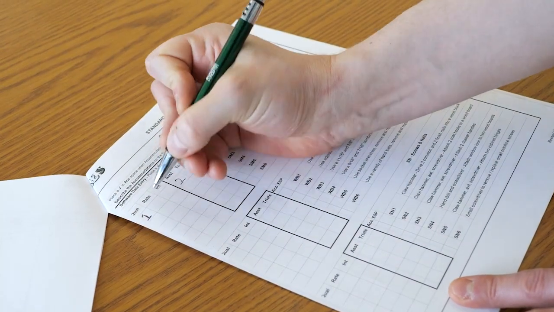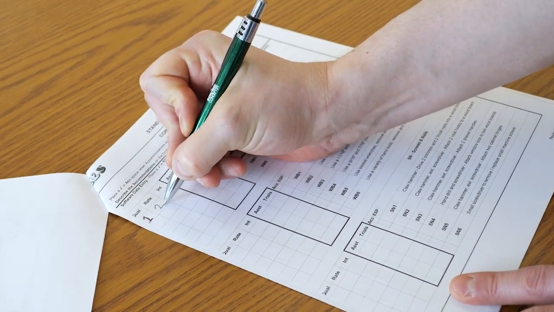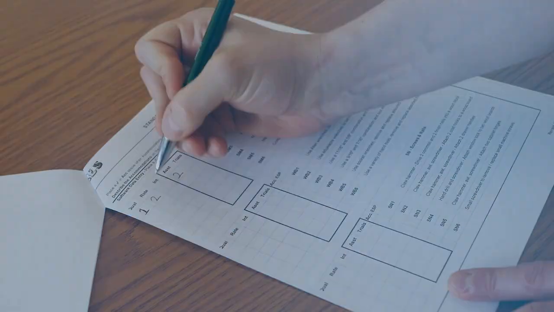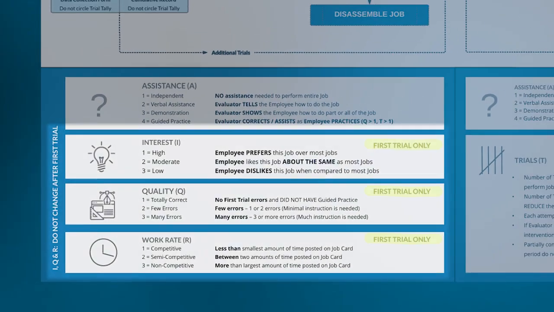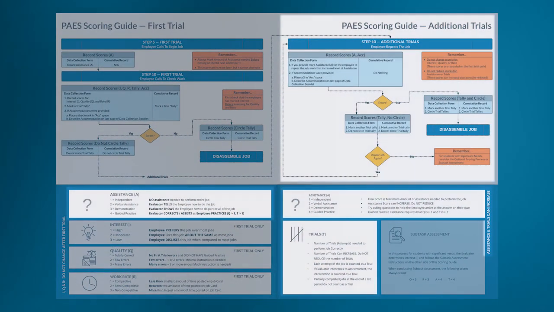That summarizes what scores to record for quality, work rate, and interest. Remember, all 3 of these scores are recorded on the first attempt only. They do not change on later trials. The next 2 scores, assistance and trials, however, change as an employee makes more attempts on a job.